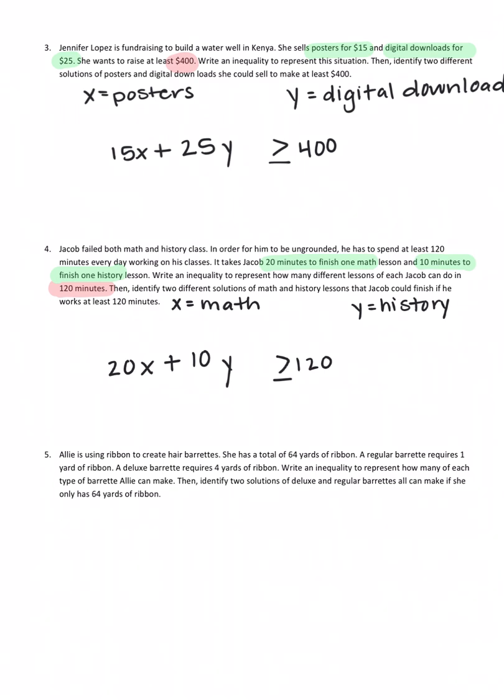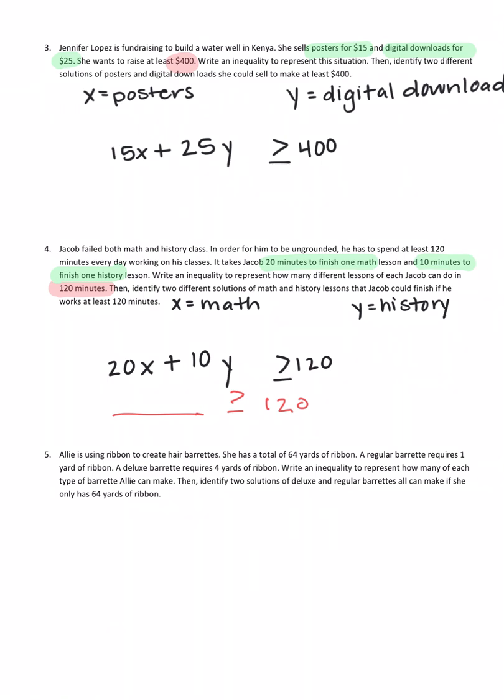And then you can go ahead and plug in any number you want for that x and that y. Maybe you want to do 2x and 2y. Maybe you want to do 6x and 4y. Maybe you want to do 10x and 3y. It doesn't matter what you plug in there as long as it's greater than that 120 minutes. So whatever you find on the left side should be greater than this 120 minutes.